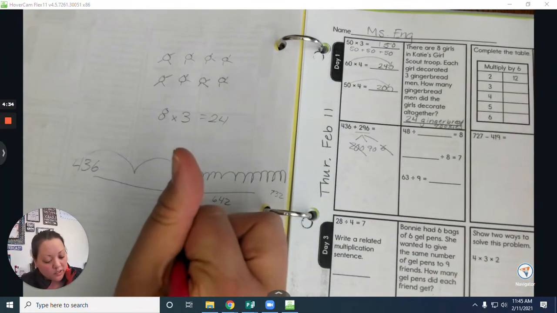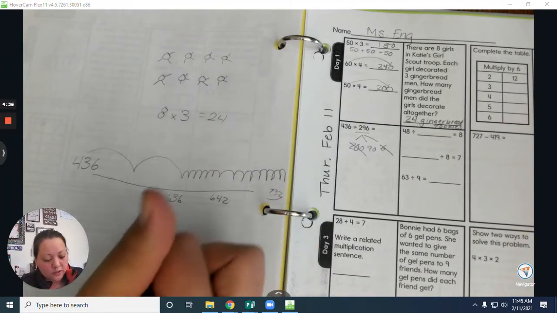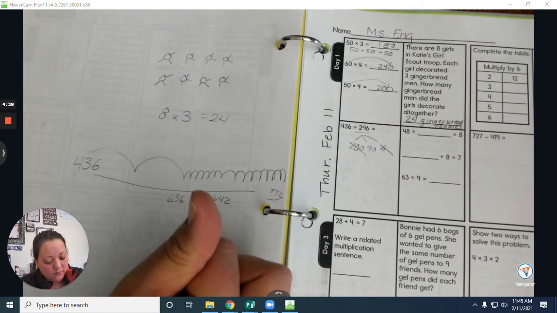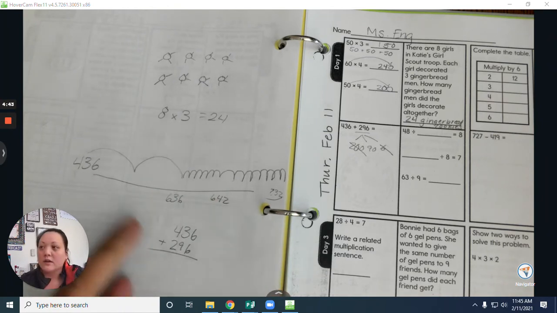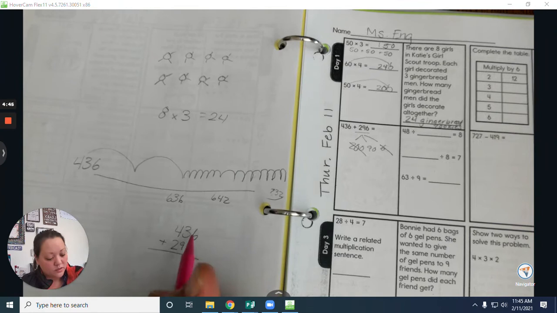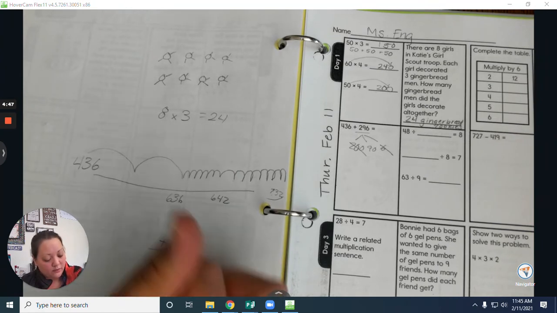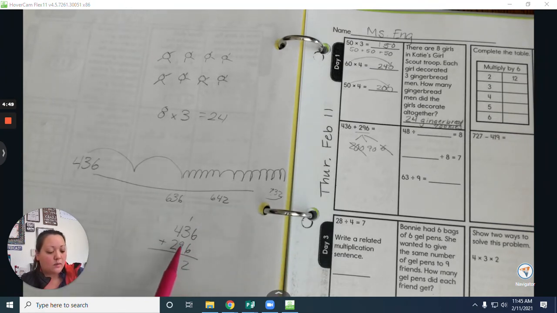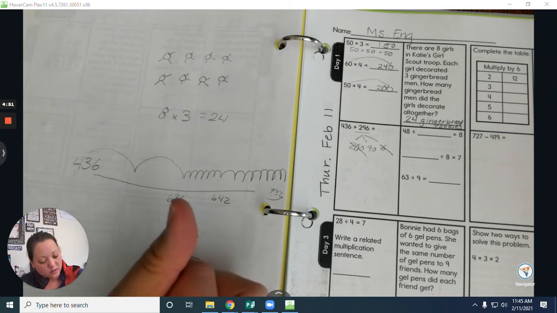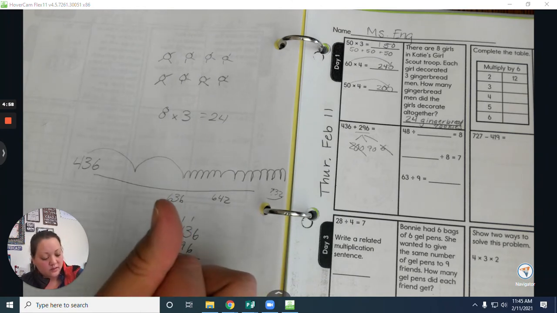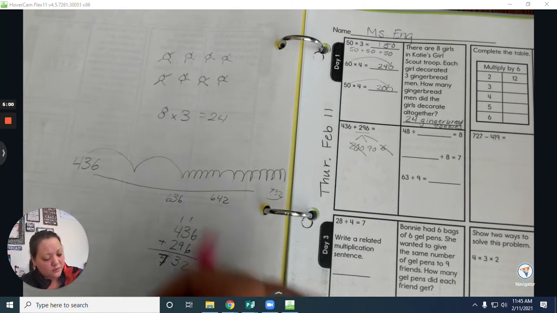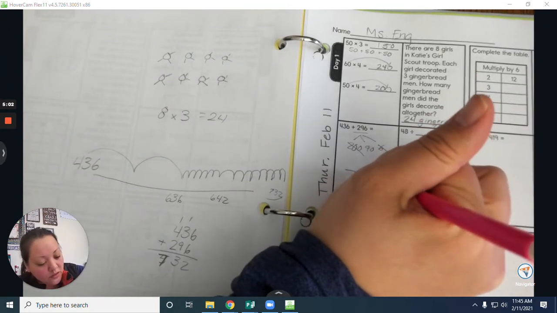So that's how I would do it on a number line, but do you have to do it like that? Maybe I want to check my work. I'm not sure if it's 732, so I'm going to check it using the standard algorithm. The great thing about having our pages like this is we can just check it. So 6 plus 6 is 12, carry the 1. So 1 plus 9 is 10 plus 3 is 13, carry the 1. 1 plus 4 is 5 plus 2 is 7. 732. Looks like I got it right.